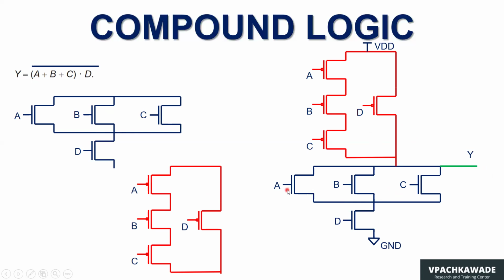Just use any combination of inputs, let's say 0 1 0 1, something like that, and see how the switches will function, and whether the output gets pulled up to VDD or pulled down to the ground. Okay, so that was an exercise to understand the compound logic.